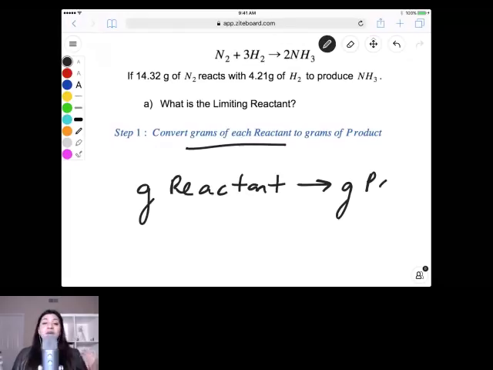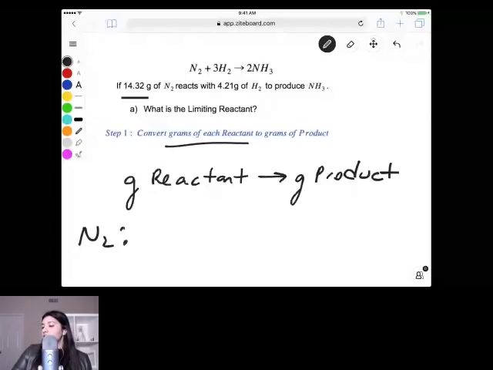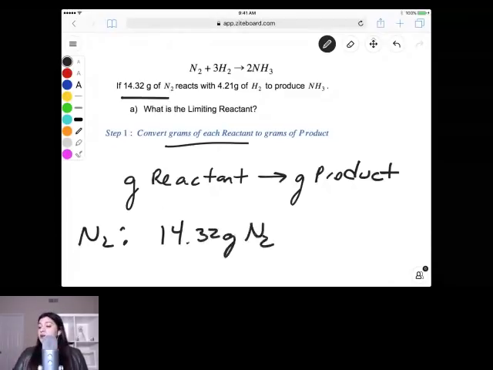All right, so I'm going to develop a plan and help you guys out so we can figure this out together, how we're going to do this. I'm going to start with the first reactant that we have, which is N2. So nitrogen, I'm just going to write that here. We start off, it tells us that we have 14.32 grams of N2. Okay, so that's how much we're starting off with.